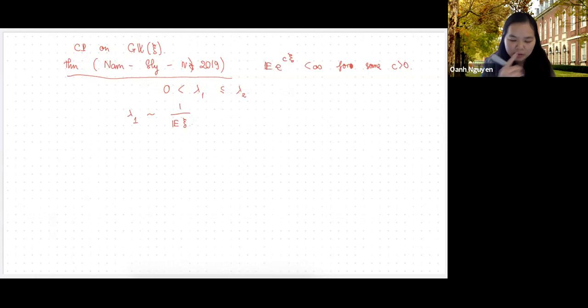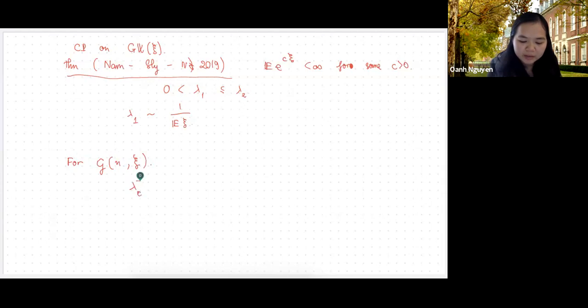Okay, so we derive that, and this is for the Galton-Watson tree. For the random graphs G(n, xi), we also derive that lambda xi minus, which I will define shortly, is also of order 1 over expectation of xi, and lambda xi plus is also 1 over expectation of xi. Now let me explain what lambda xi plus and lambda xi minus are.